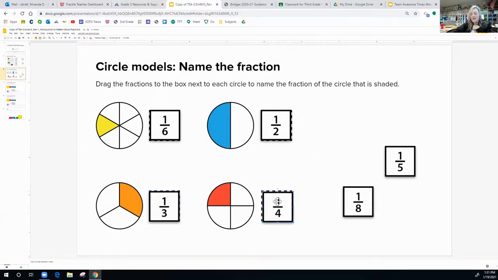This time, let's order them from the largest to the smallest. The largest fraction is 1/2. It's shared with the smallest number of people, so it has the biggest part. Then we have 1/3, 1/4, and 1/6. 1/6 has the smallest piece. The bigger the denominator, the smaller the pieces.